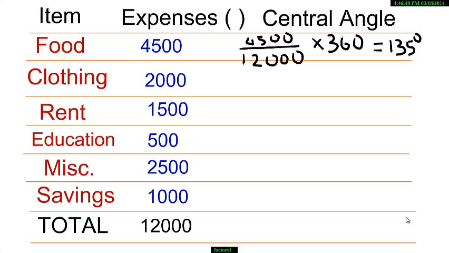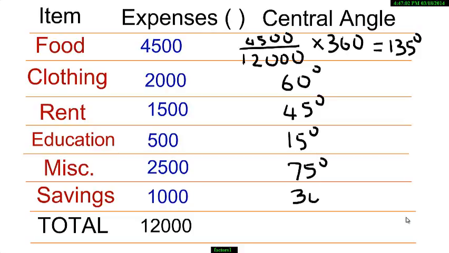Central angle for clothing is 60 degrees, for rent is 45 degrees, for education is 15 degrees, miscellaneous 75 degrees, and savings is 30 degrees. If you add all the total angles, it will add to 360 degrees.